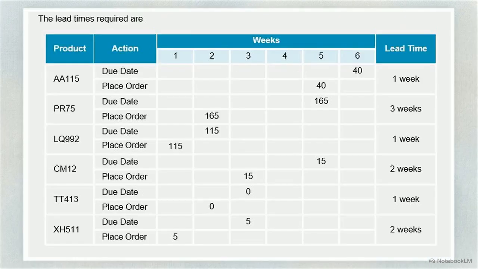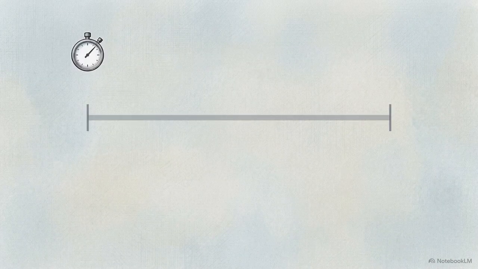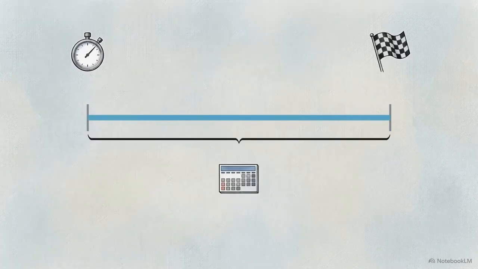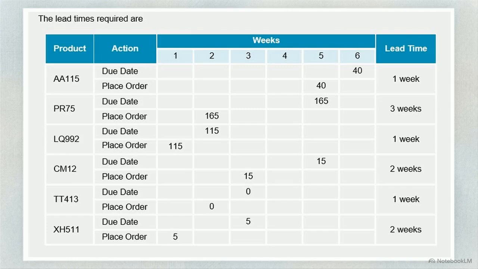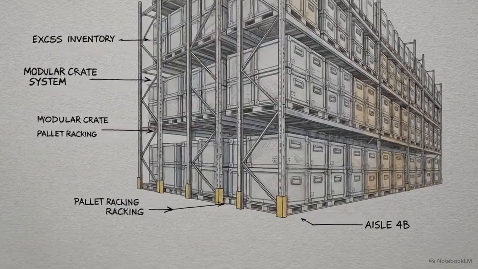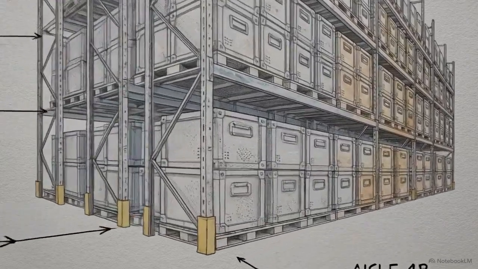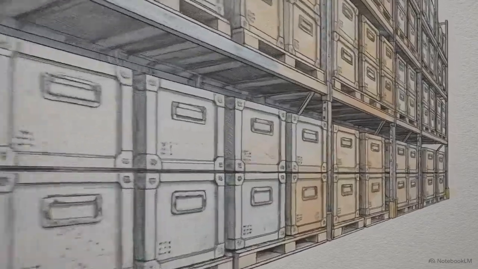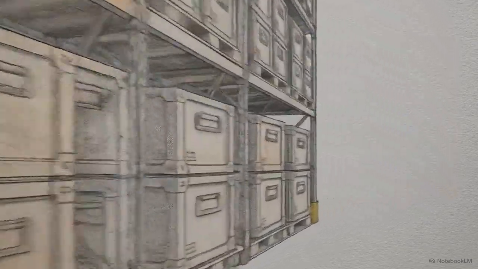This cascading timeline translates those raw component calculations into a rigid schedule based on lead times. Lead time is the total amount of time between when a process starts and when it is completed. To ensure the final product is ready by the week 6 due date, the order for the PR75 subunits must be placed exactly 3 weeks prior. This rigid mathematical pacing creates an operational vulnerability. To prevent stockouts and missed schedules, an MRP system requires maintaining high inventory buffer levels as a safety net.